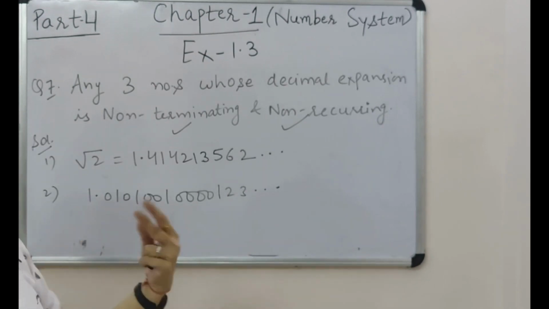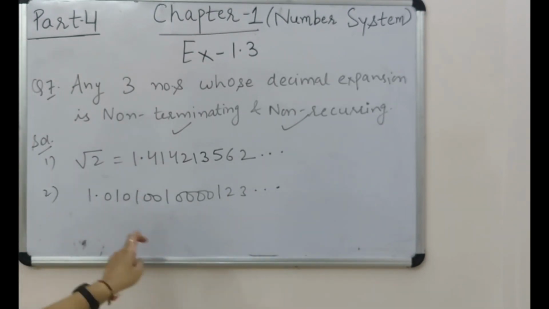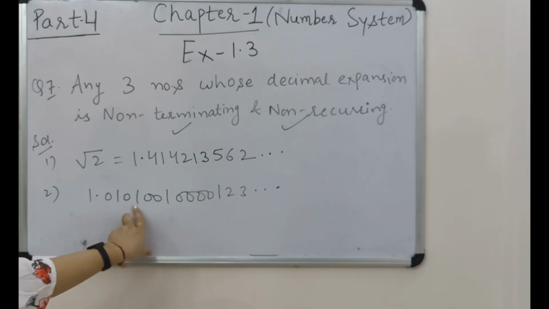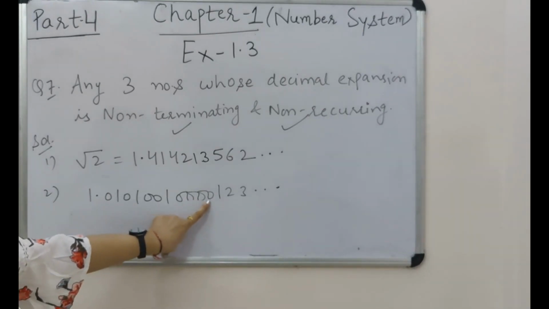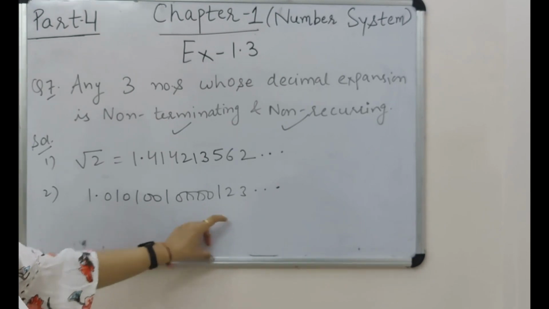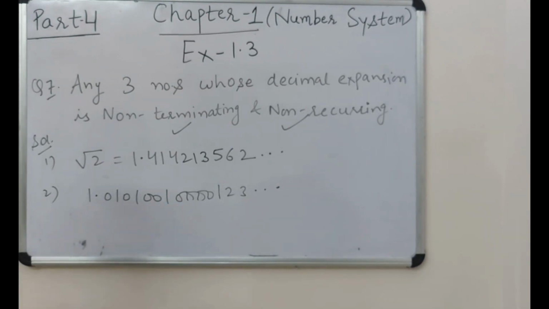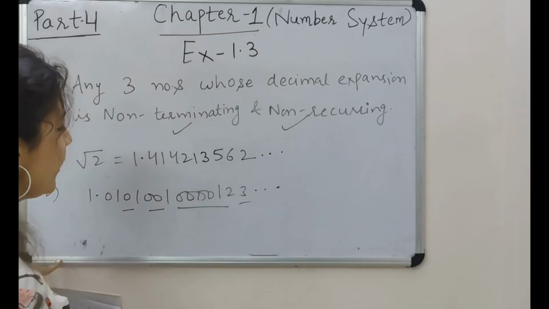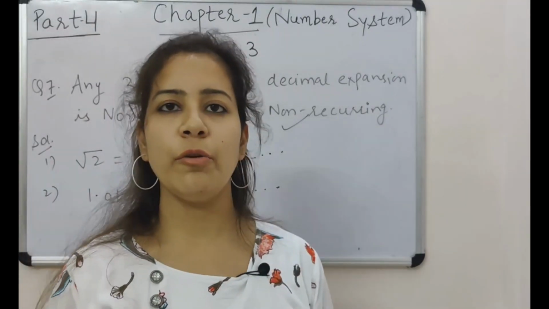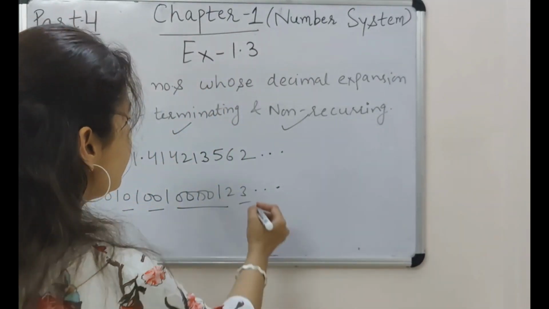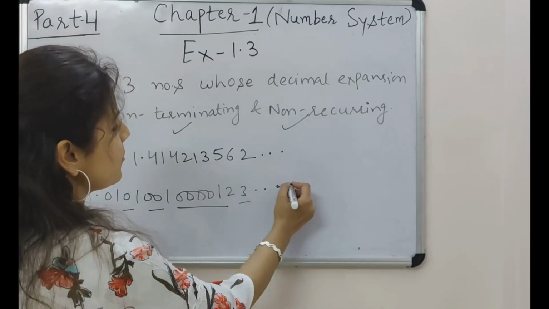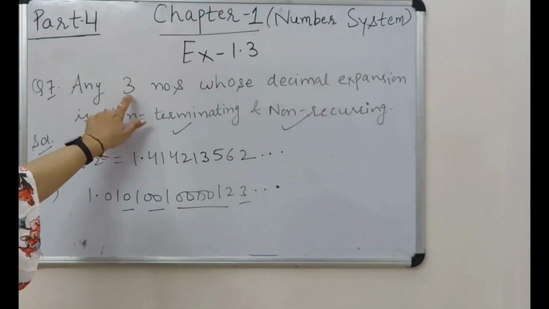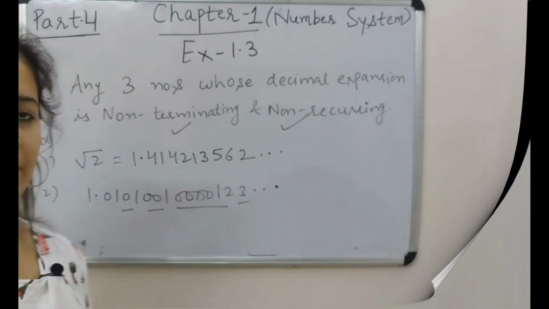You can form any such examples from your side. Suppose I have taken 1.01, then 001, then 0001, with the number of zeros increasing every time. It's very clear that zeros are increasing, means there's no particular block of digits going to repeat itself, and moreover this decimal is non-ending. That is why this is again an irrational number. So such a third number, you will do it yourself.